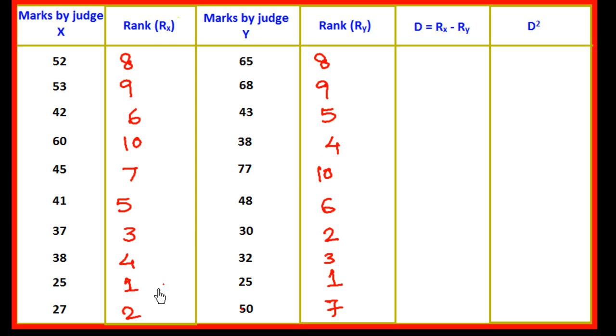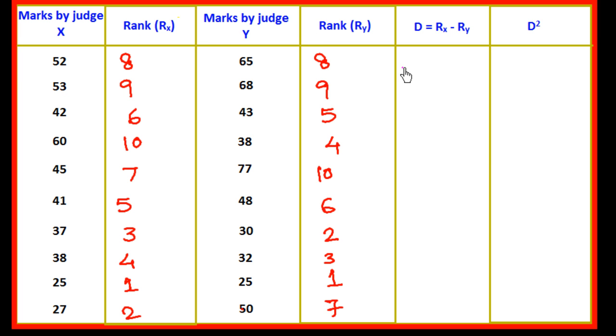So in this way we have given ranks to the observations in ascending order. The smallest one gets the first rank, then 2, then 3, in both the variables x and y. Now we have to find the difference between both the ranks. D is equal to Rx minus Ry. Here you see this is our Rx and this is our Ry.